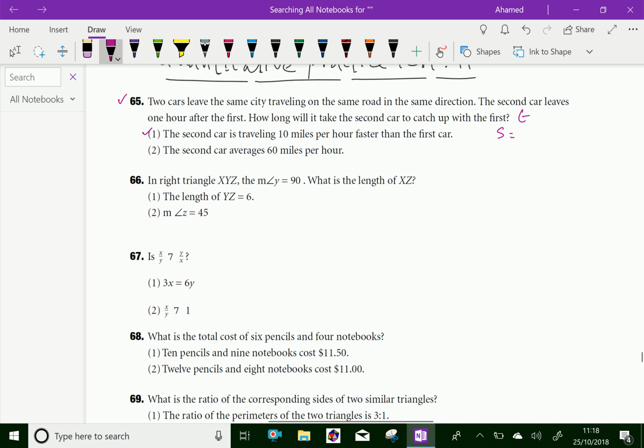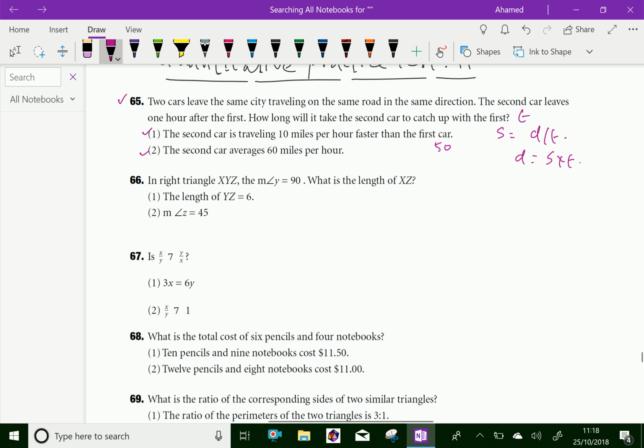Speed equal to distance over time. Therefore we can write distance equal speed into time. Now in the second statement, the second car averages 60 miles per hour. Therefore from the second statement, the first car's average speed is 50 miles per hour, because it is 10 miles per hour less. So we need both individually.